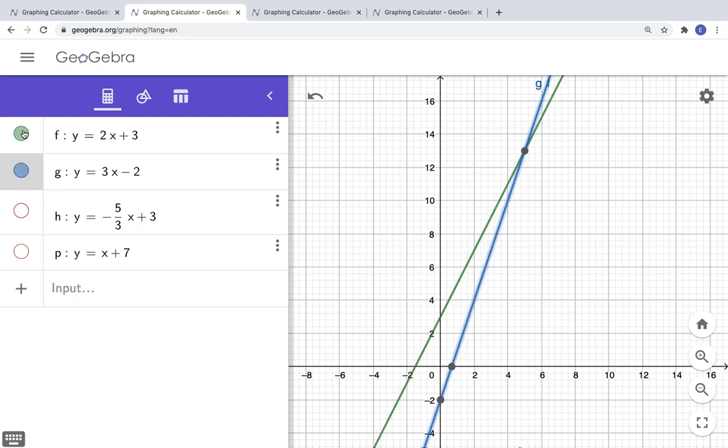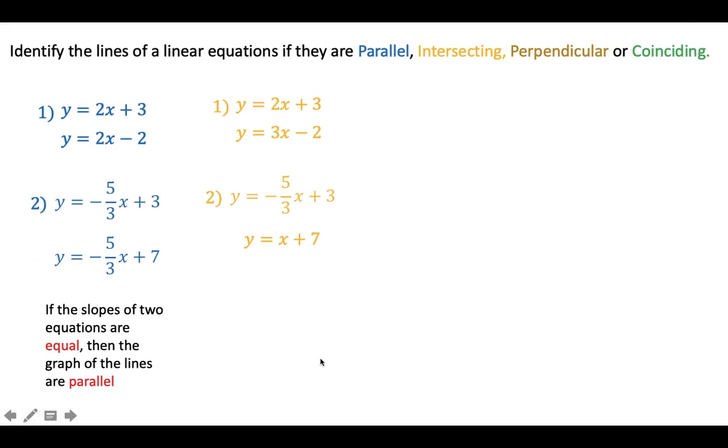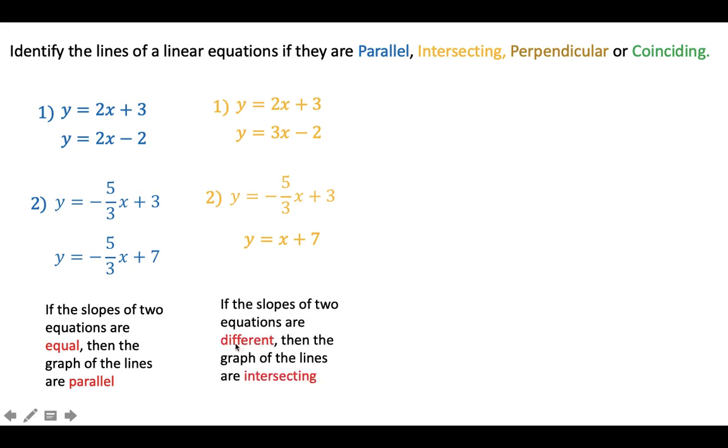How about the other given? The first slope is 2. The second slope is 3. So they have different slopes. So we can conclude that it is the different slopes that make them intersect, because if we make this plus 3 the same as the other one but with a different slope, these two lines still intersect. So it is not the y-intercept, but the slope. So we can conclude that if the slopes of the equations are different, then the graph of the lines are intersecting. So we have another two sets here.